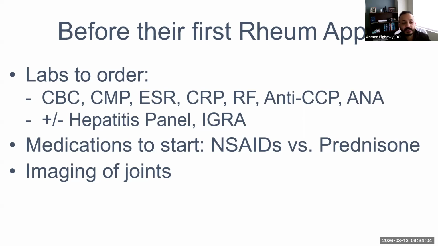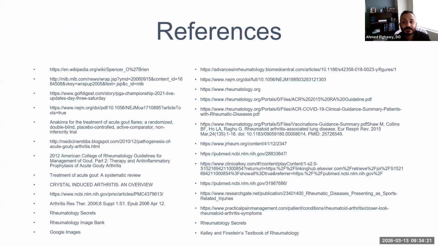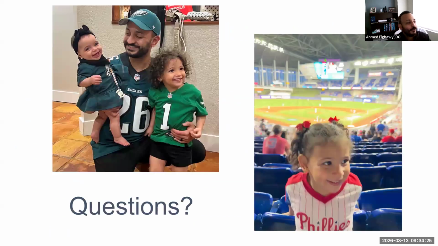If you need to do something in your clinic, I recommend either starting NSAIDs or prednisone. You really can't go wrong with doing that, at least in the short term. And then I also recommend imaging the joints because you can find a lot of information there, especially in those with inflammatory arthritis. It could point you towards rheumatoid or psoriatic arthritis if they have erosive changes. And those are my references. And then open for questions.